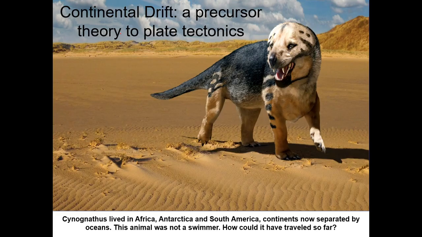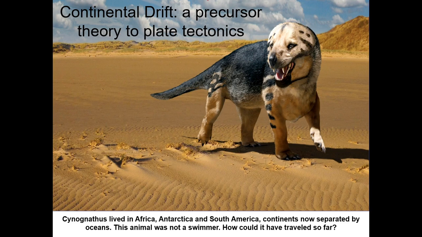Okay, so let's talk about plate tectonics now, and this whole lecture is going to be just the history of where the plate tectonics theory came from. It kind of started with a precursor theory called continental drift. So probably you've heard of continental drift before. It's just the idea that the continents, over time, move around, they shift around.